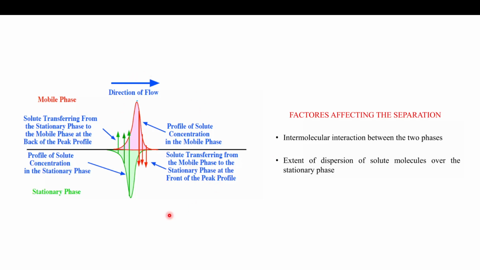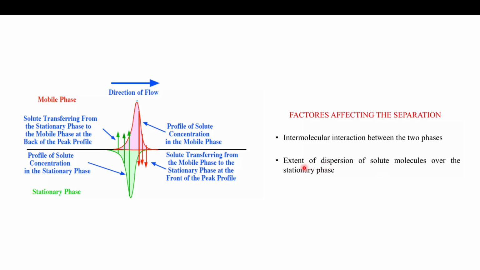So what exactly are the factors to rely on during separation of your analyte or your compounds inside the mobile phase or solvent? There is intermolecular interaction between the two phases, in this case the stationary phase and the mobile phase. The compound having more affinity towards the stationary phase will move slower as compared to the one that is not interacting well with the matrix, or interacts very well with the mobile phase. It can be either way. Another factor is the extent of dispersion of solute molecules over the stationary phase.